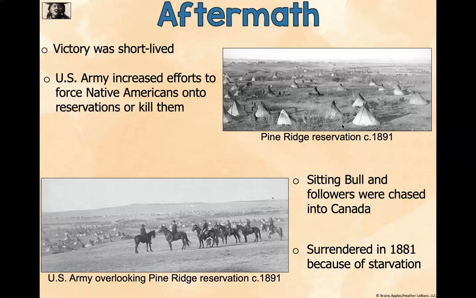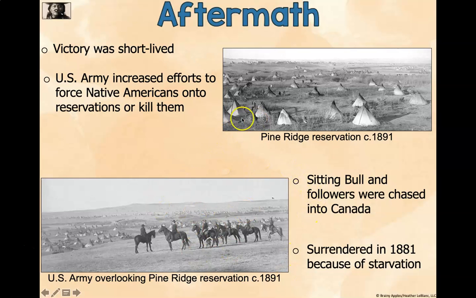So imagine if you are now told that you are not allowed to live in your area where you grew up, and you are put into a small area, a small fenced-in territory, and you were told that you cannot leave that area. That's what's happening here. It's very cruel. So Sitting Bull and his followers were chased into Canada, but they had to surrender in 1881 because of starvation. This is the U.S. Army overlooking the Pine Ridge Reservation of 1891.